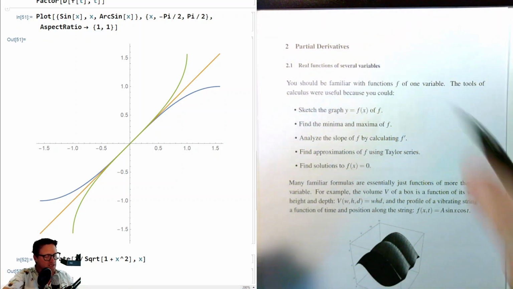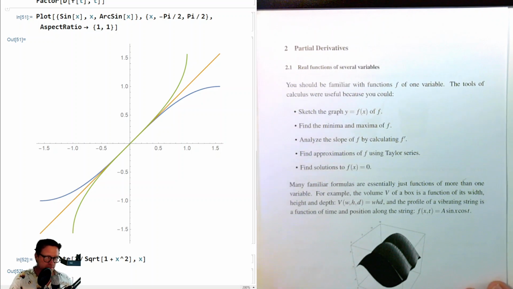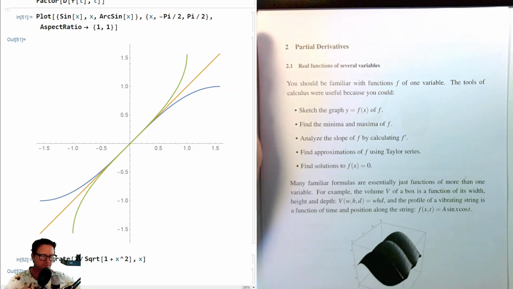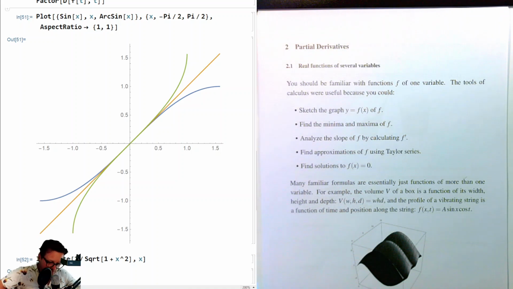Welcome! Today we're going to jump into partial derivatives. Real functions of several variables. You should be familiar with functions f of one variable.